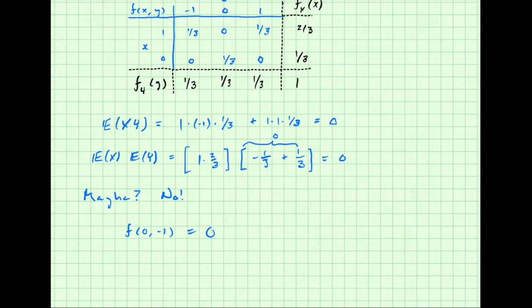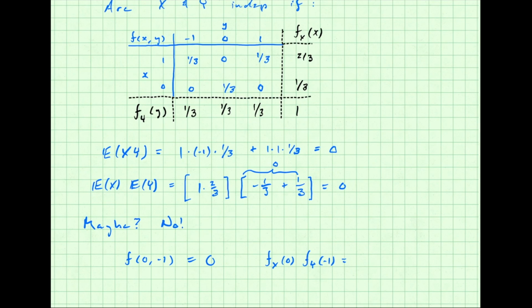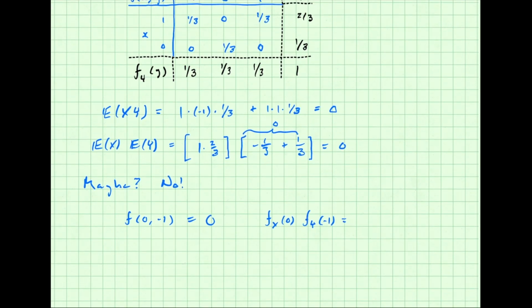And we see, is that equal to fx evaluated at 0 times fy evaluated at -1? And so what is that? We'll go over here and look at these things. So fx evaluated at 0 is 1/3, and fy evaluated at -1 is 1/3. So this is 1/3 times 1/3, which is 1/9. So these things are not equal to each other. So x and y are not independent.